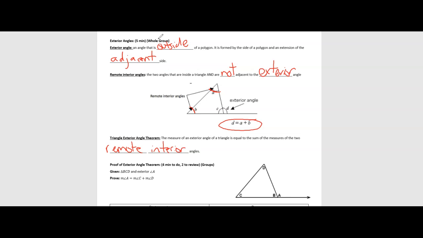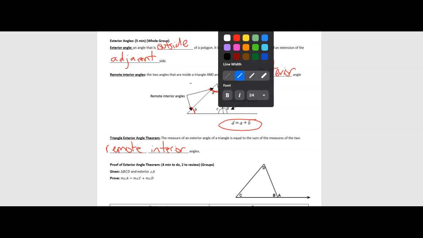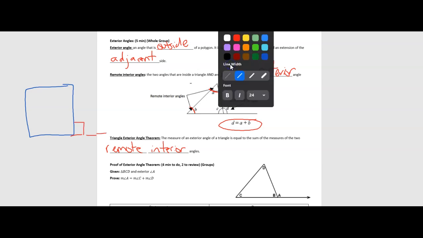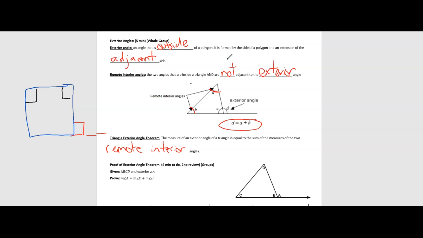This is specific to triangles. It's not the case that if you have, for instance, a square, right? If I have a square and I draw an exterior angle, okay, this angle is not equal to the sum of all of the other remote interior ones, right? Because then that red angle would have to be 270, which is clearly not. It's going to be 90. So this only holds for triangles. So you do need to put the triangle exterior angle theorem when you're using it in a proof.